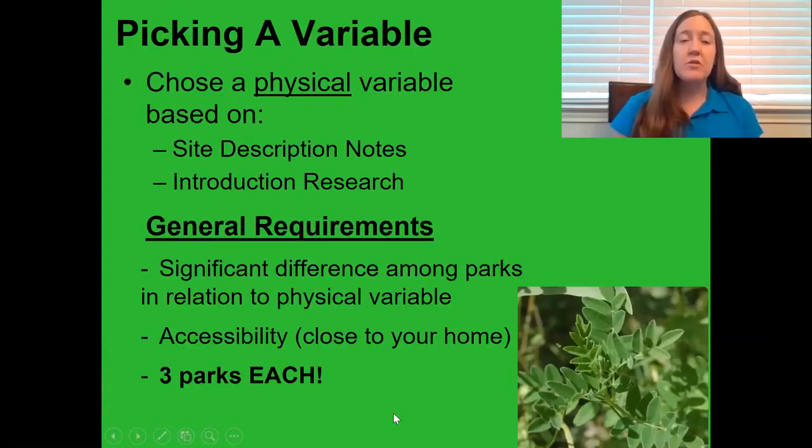You will need to pick a physical variable. Right? To do that, you're going to want to look at some site description notes and your introduction research, really get those completed before you decide on a physical variable. In general, you want to look for significant differences among your parks in relation to the physical variable that you're thinking of using. You also want to look at accessibility, right? Ideally parks close to your home, and you will need 3 parks per person. Right, so if you're in a 3-person group, say you would have 9 parks.